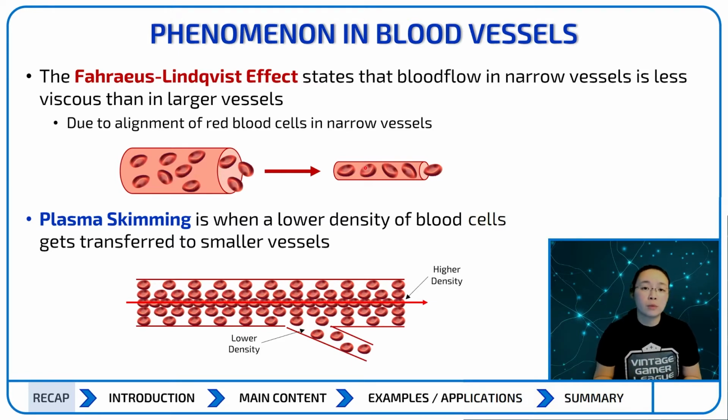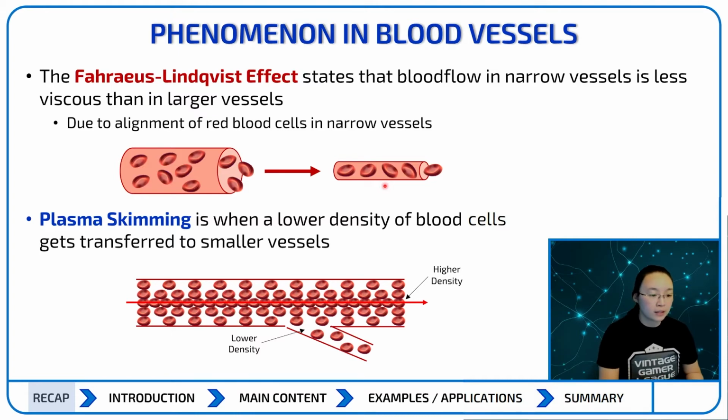But the smaller and smaller your vessels get, the more lined up they will become, and that means that they're going to be able to flow a little bit more smoothly because there's less interaction between multiple red blood cells. So that's that effect. The other effect is called plasma skimming, and that really has to do with the velocity profile.